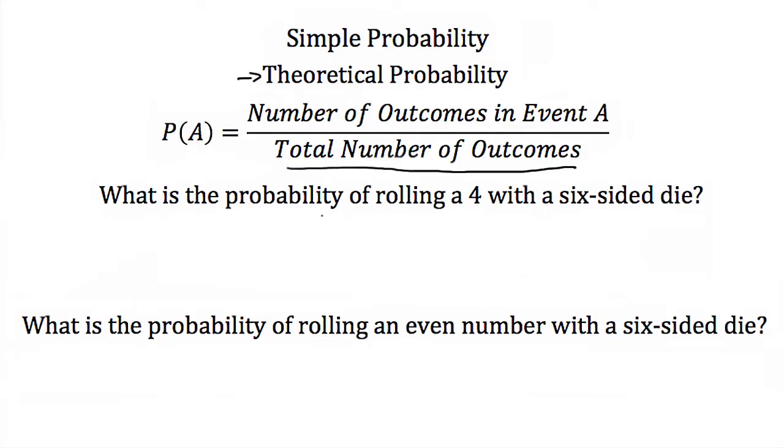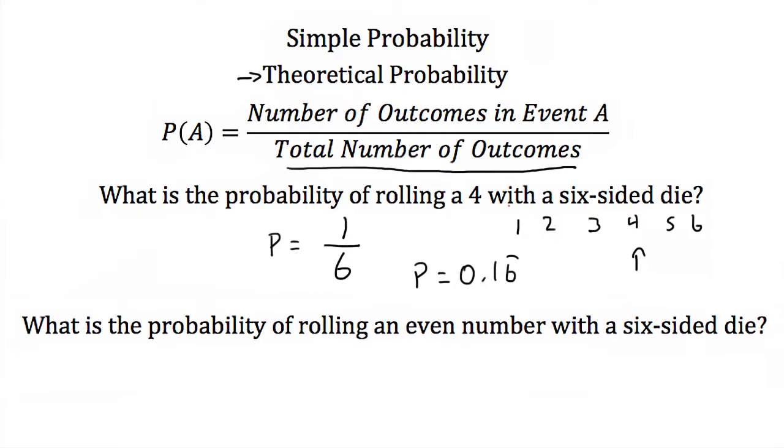So what is the probability of rolling a 4 with a 6-sided die? Well, a 6-sided die has 6 numbers on it: 1, 2, 3, 4, 5, and 6. So what is the probability of rolling a 4? Well, that's when we roll our die and we get a 4. That only occurs once out of 6 total possible outcomes. So the probability of rolling a 4 is 1 over 6, or 0.16 repeating.